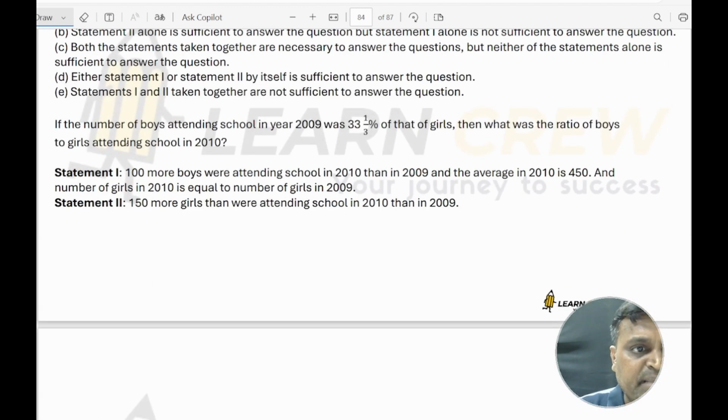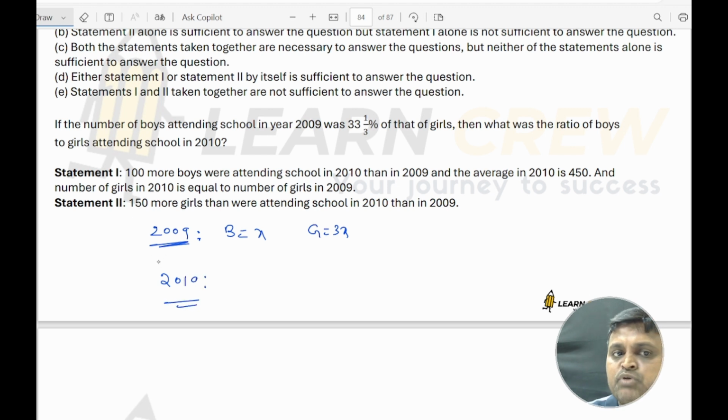So here the number of boys attending the school in 2009 was 33% of the total number of girls. So in 2009, if girls are 3x, boys are x, then what is the ratio of boys to girls in 2010?